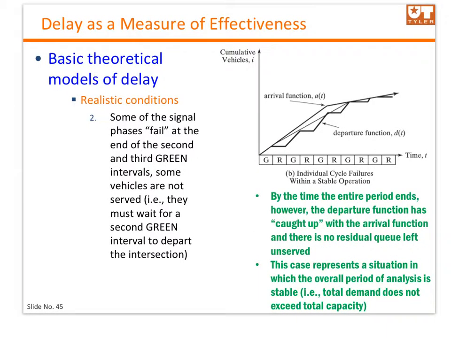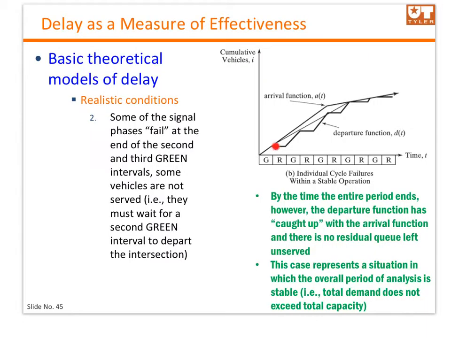The second of the other realistic conditions is the case where some of the signal phases fail at the end of the second and third green intervals. Some vehicles are not served, as you can see, and they must wait for a second green interval to depart the intersection. How would we know this?